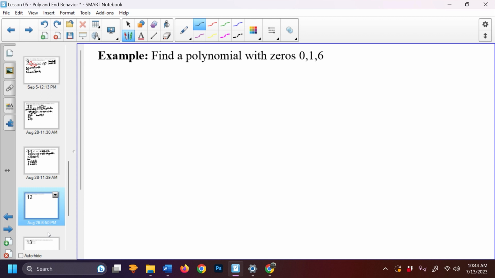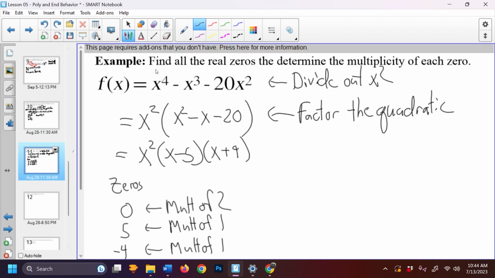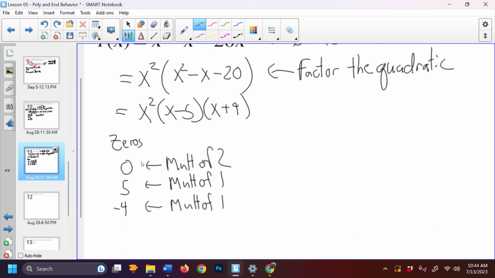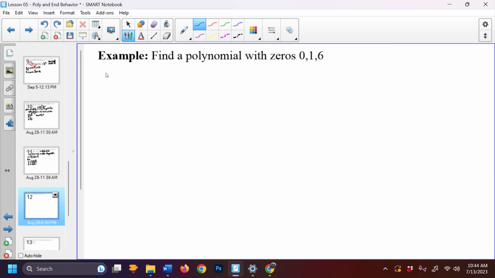Find a polynomial with zeros 0, 1, and 6. And so essentially we're doing the opposite of what we did here. We factored to find the zeros. And so what we're going to do is we're going to make factors and then just multiply. So my polynomial expression. What I'm going to do first is I'm going to make factors.